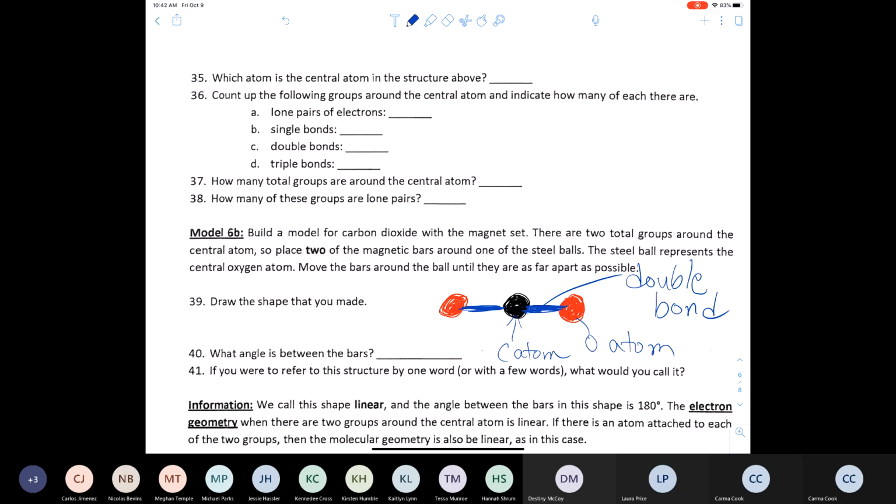And I think most of us are back in the general room. Any other questions about models 4, 5, or 6?